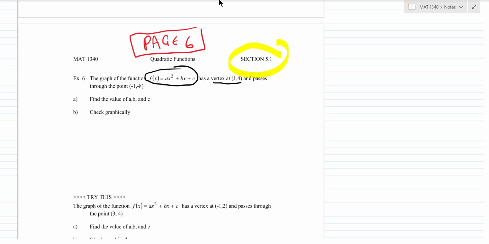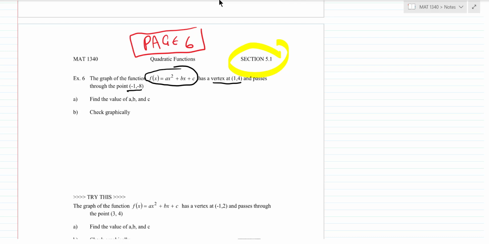Okay, what we're going to do is, given these two pieces of information, that we have a vertex at (1, 4), and that we have another point on the graph, (-1, -8), we're going to use that information to find a, b, and c. So we're working backwards. The reason you're doing this is when you learn something forwards and backwards in math, it's always better than learning it one way because it helps you to gain a deeper understanding of it.